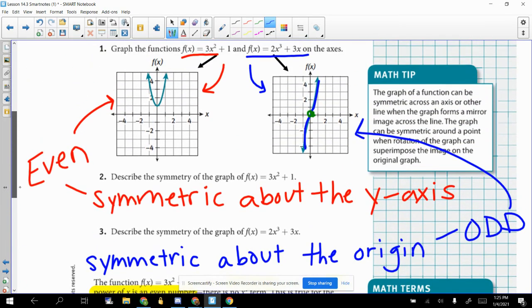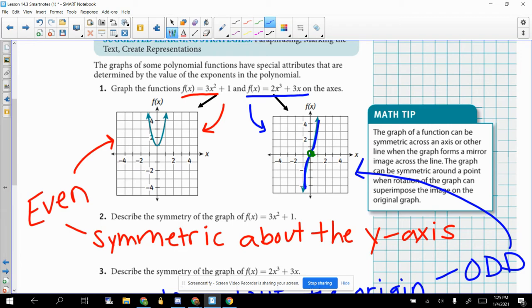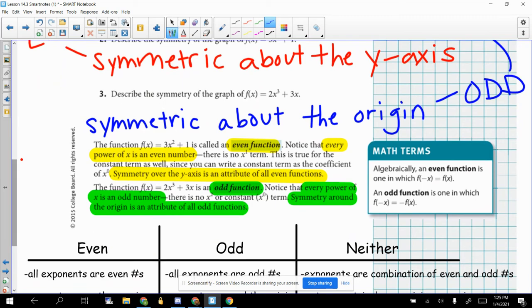Okay, so we can see we've got an x cubed up here. And technically, when it's just an x, that's like an x to the first power, right? So 3 and 1 are both odd numbers, so that makes sense. Okay, so now we also know that symmetry around the origin is an attribute of all odd functions.